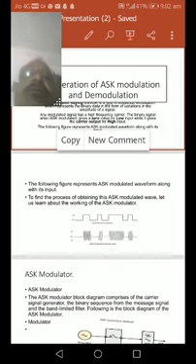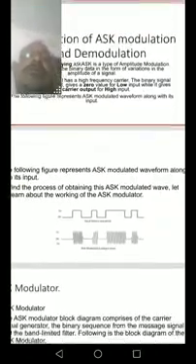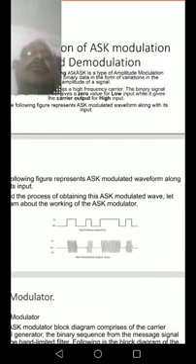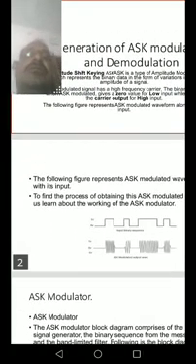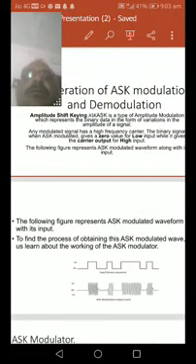Generation of ASK modulation and demodulation. ASK modulation is amplitude shift keying. ASK is the type of modulation that represents the binary data in the form of variation in the amplitude of the signal. The carrier's amplitude varies according to the message signal, which is called amplitude shift keying.